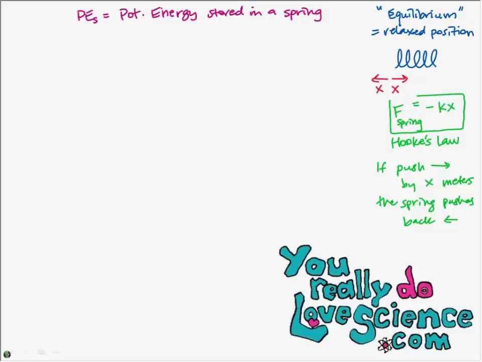Mm-hmm. That's why there's a negative right here, because the force is always going to be opposite the direction that you push or pull. So x will be one direction, and the force of the spring pulling or pushing back is going to be the opposite direction from x. That's why Hooke decided he needed a negative in that equation, because in physics, negative means opposite direction. It doesn't mean less than 0. It just means the opposite direction. So the force is going to be negative if x is positive, and the force is going to be positive if x is negative. All that means is they're in opposite directions.